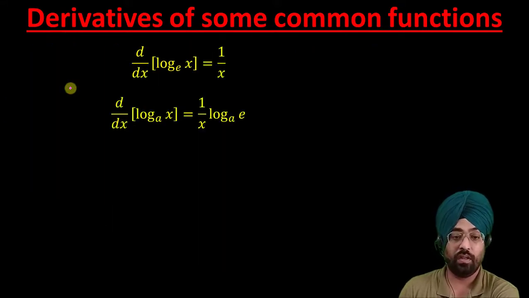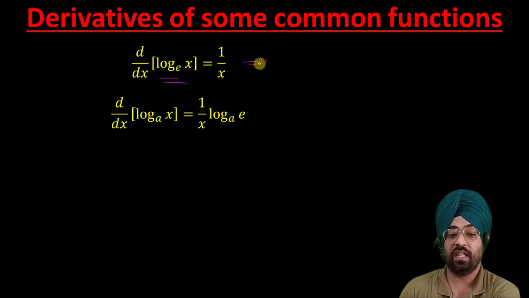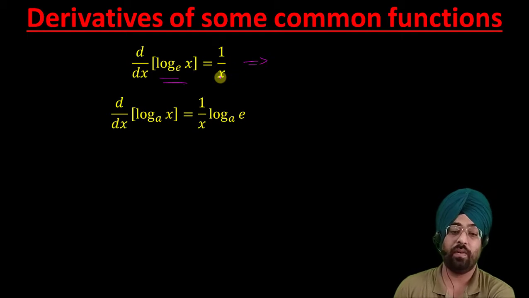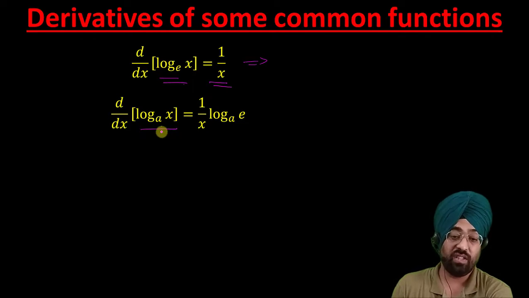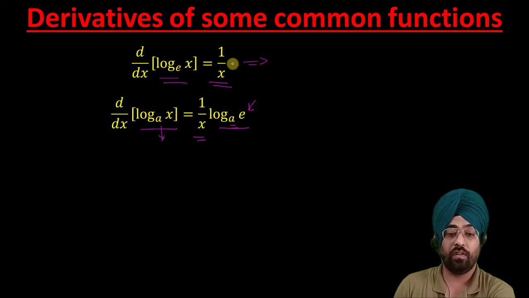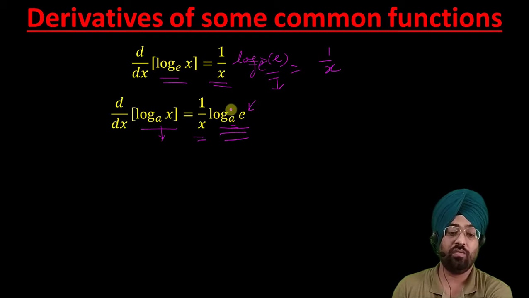Now let us do some more formulas. Now the derivative of log functions. If we have the derivative of log of x with base e, then its result is 1 by x. So you have to remember this formula. If we have log of x with base e, then it is 1 by x as it is, but we have to find log of e with base e. If we apply the same formula, log e with base e becomes 1, so it remains 1 by x.